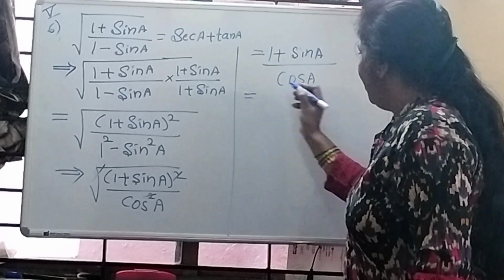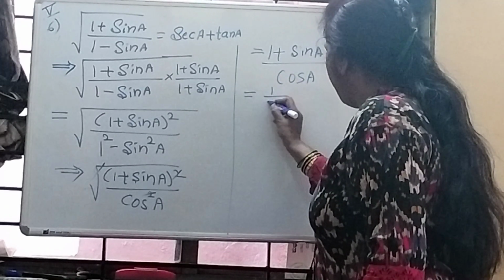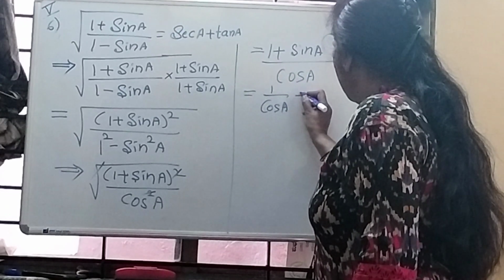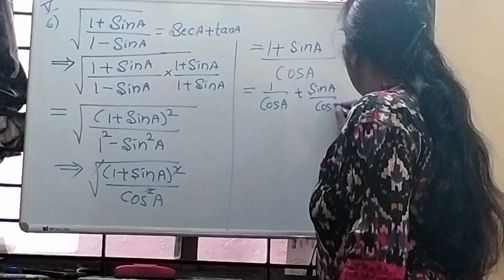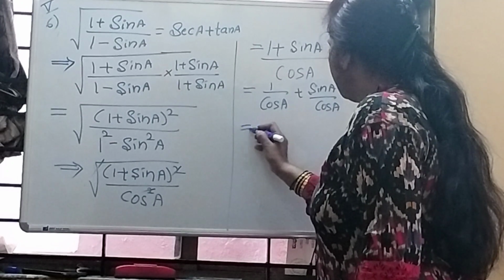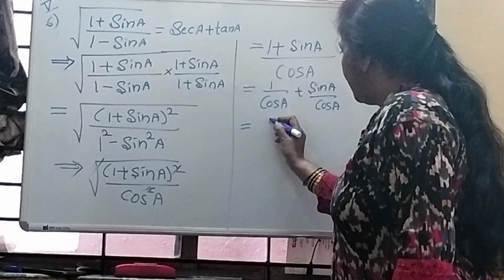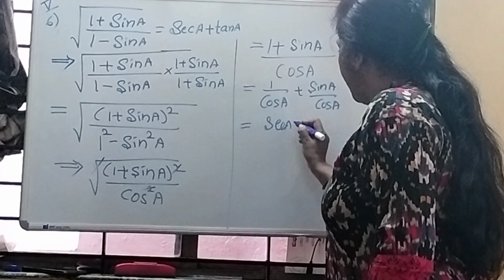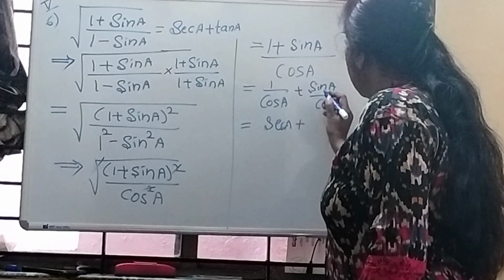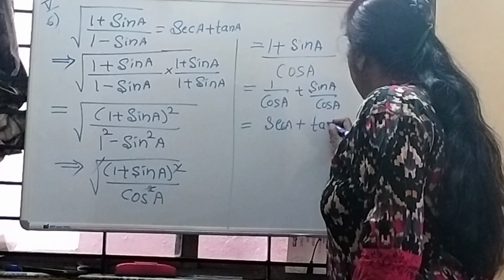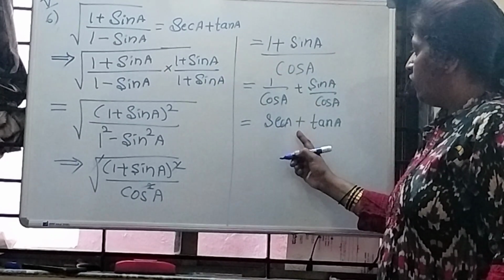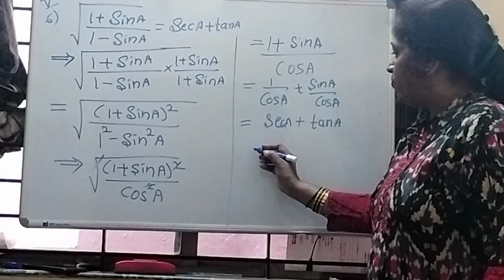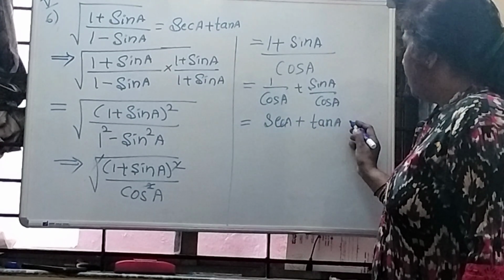So each we will divide separately: 1 by cos a plus sin a by cos a. So now the last step is 1 by cos a is nothing but sec a, plus sin a by cos a is tan a. So whatever was there in the RHS, we have got it now, students. Therefore, we have proved that LHS is equal to RHS.